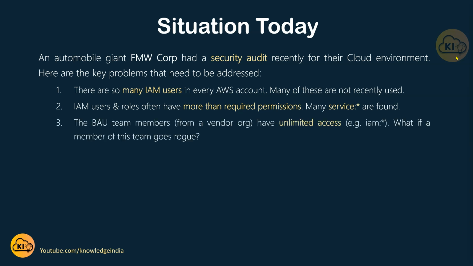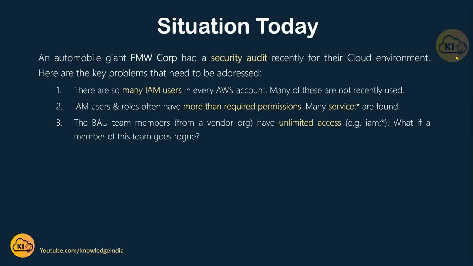And the third problem here is that the BAU team, the business as usual, or the operations team members, are from a vendor organization, from a third-party organization. And many of these team members have unlimited access, which means they have got IAM star, right? So the question is, what if a particular team member goes rogue? If a particular team member has got IAM star, it means that person can go ahead and do whatever that person wants, which means the person can change the permissions for any other user or role. Also, the person can create other new users and roles, etc.